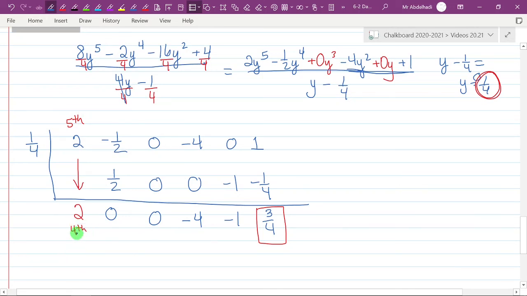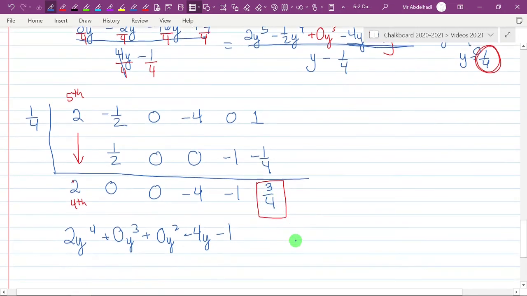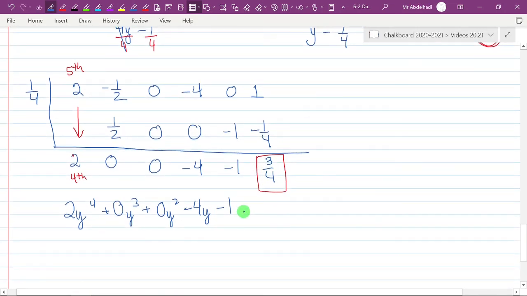So this is going to be 2y to the 4th plus 0 y to the 3rd plus 0 y squared minus 4 y to the 1st minus 1 y to the nothing. And then you have your 3/4 here. That's your remainder. So for your remainder, don't forget you have plus a fraction.